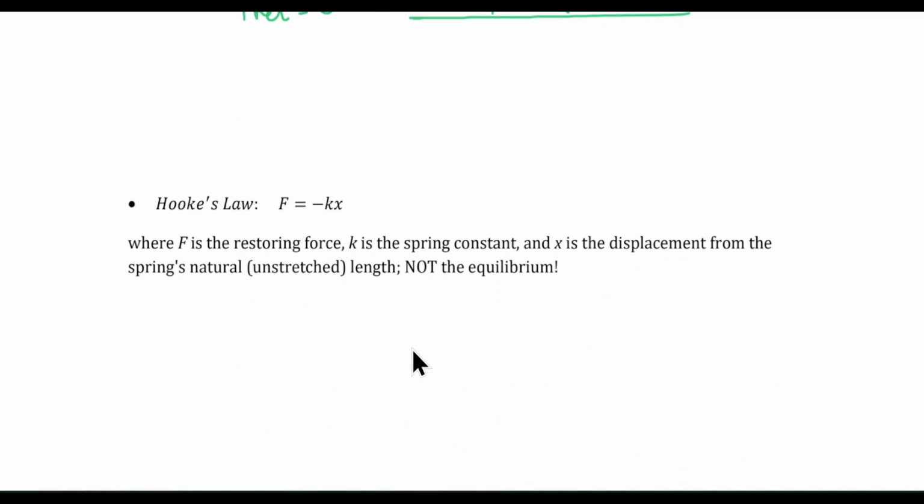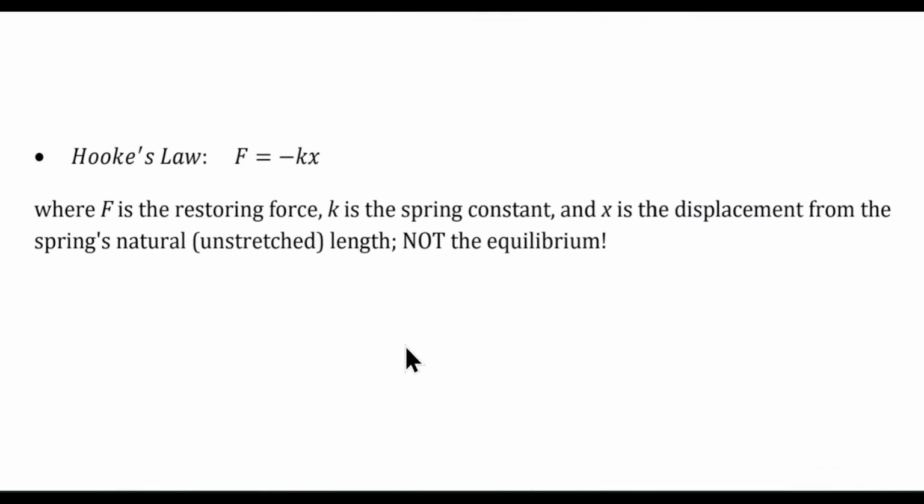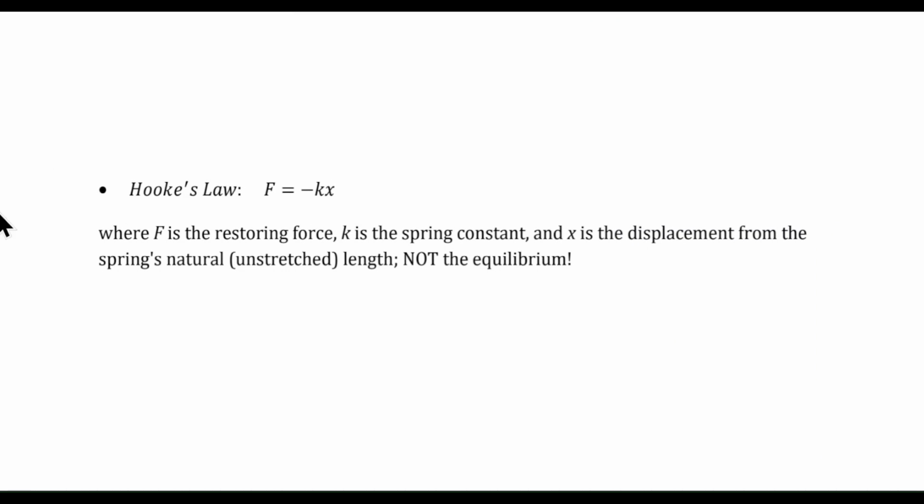Hooke's law: for an ideal spring, the force by an ideal spring is given by negative kx. Why negative? Because this is restoring in nature. Remember that x is the amount of stretch or compression from the spring's natural length, not from the equilibrium. This is what you have to remember.